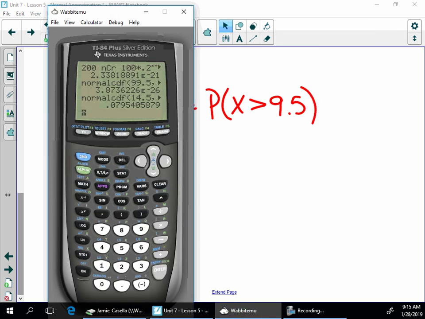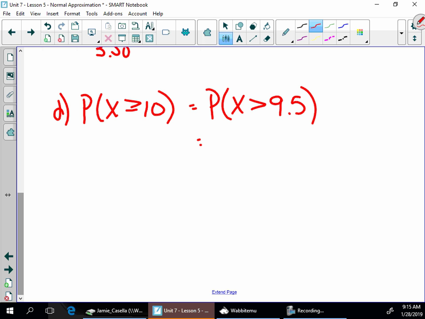Well, this is going to be pretty quick. All I have to really do is change my lower to 9.5. My upper is going to be 1E99. Okay, my mean is my mean. My standard deviation hasn't changed. That's pretty fast to type in. My answer is 0.770, or 77% of the time I'll get at least 10 brown eggs.